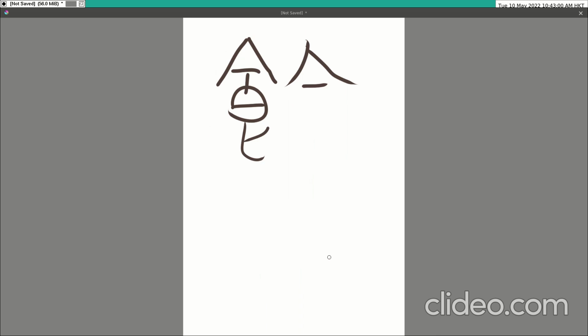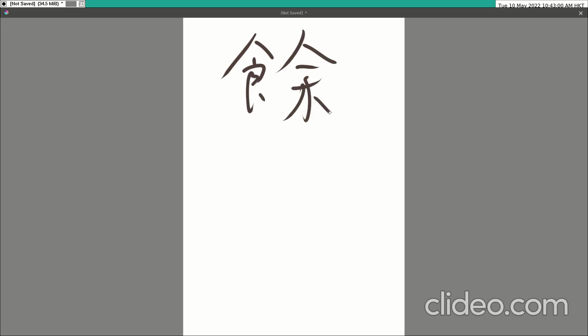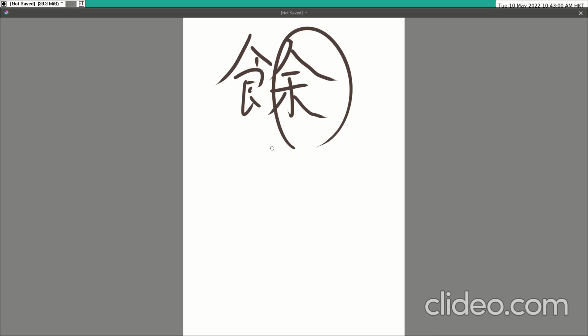But we have simplification. That is used in Hong Kong and Taiwan. In mainland China and Singapore, we use only that part. It means the simplification is like that.